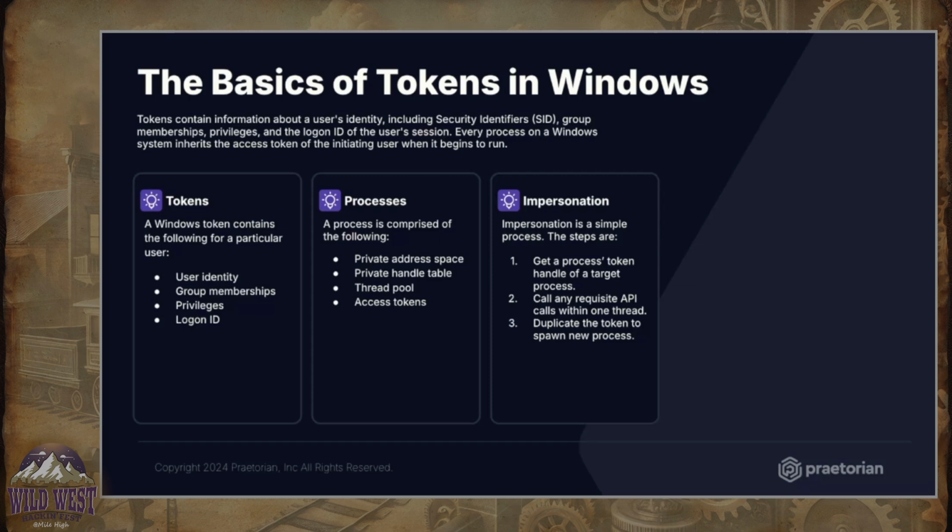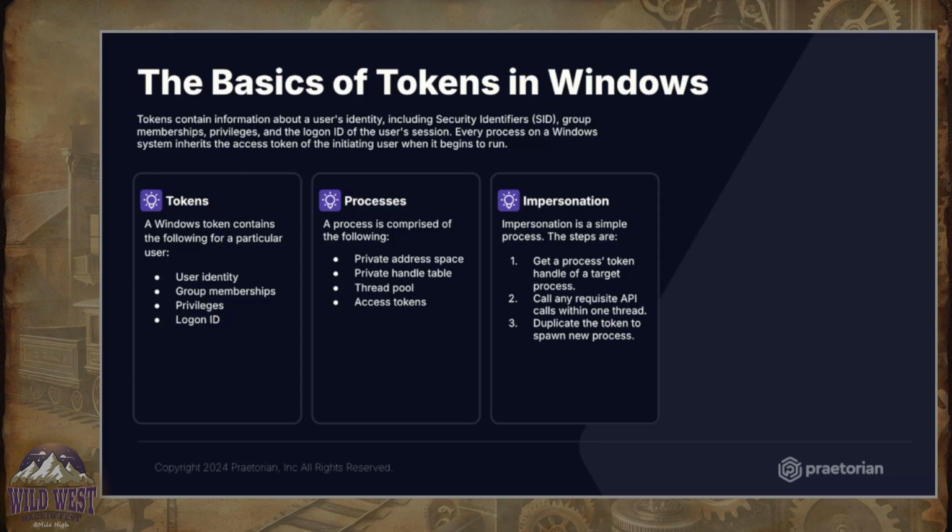ID of their session. And it's important to note that when a user runs a process on a Windows system, that process acts on behalf of that user by assuming a duplicate version of that user's token. To discuss a little bit more about processes in detail, according to the Windows documentation, a process is simply an executing program, and they're comprised of 4 fundamental components in memory. The first being a private address space used to load DLLs. We have a private handle table used to communicate with the kernel. We have a thread pool used to manage the software threads, and we have the aforementioned access tokens.